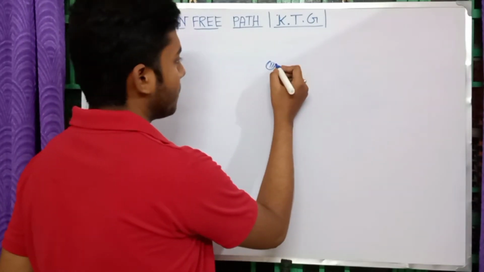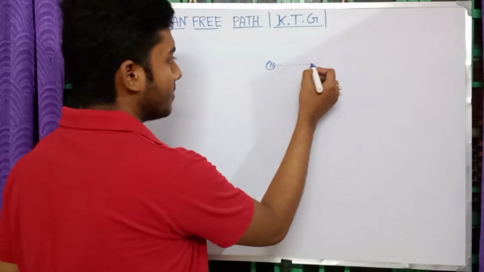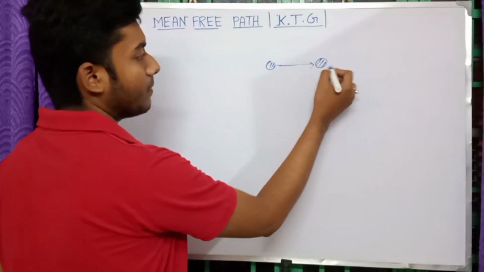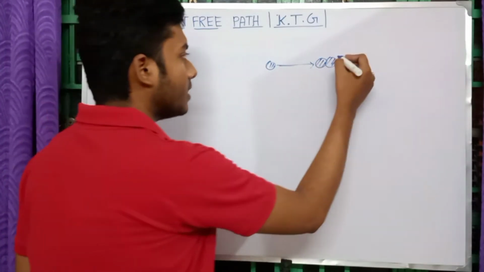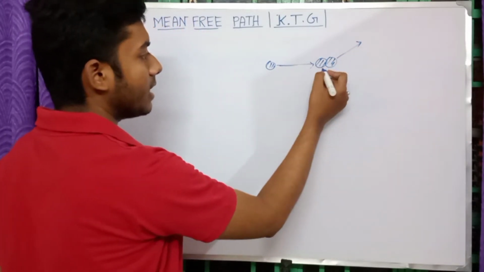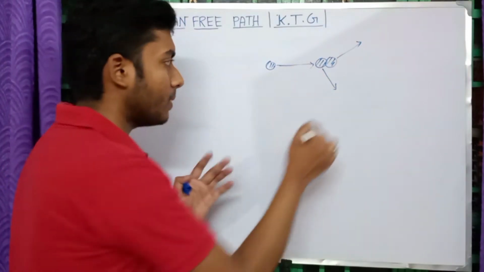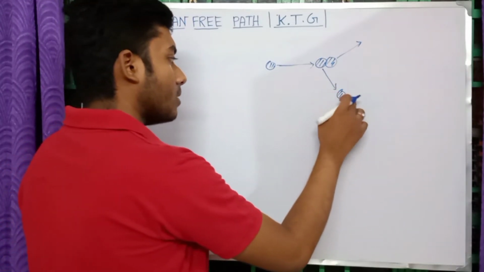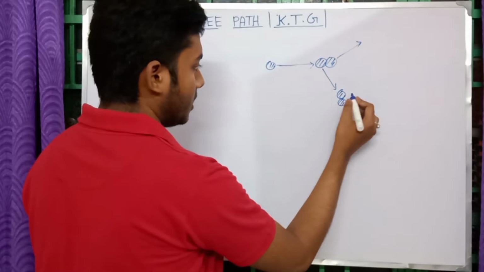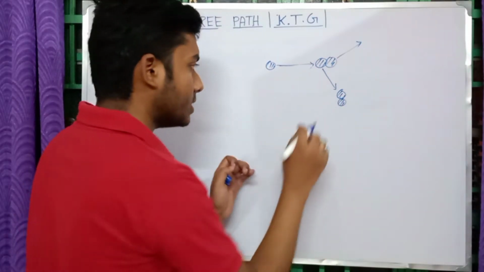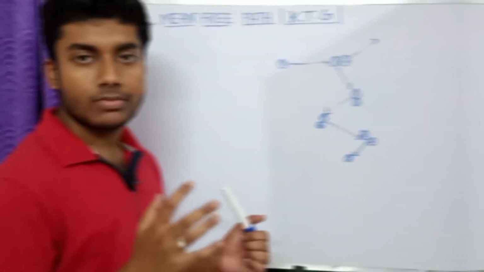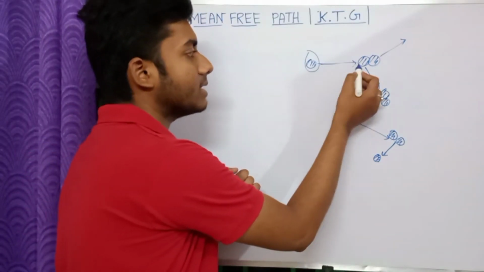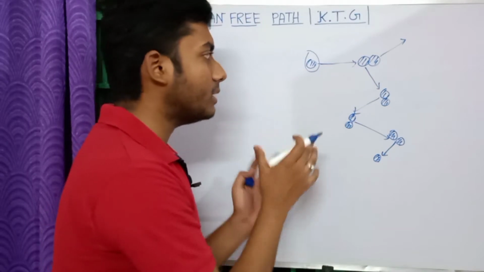Suppose here is a gas molecule, and after some time it collides with another gas molecule here. After that collision this molecule will go in this direction and our previous molecule will go in this direction, suppose. Now here one more collision occurs. After some successive collisions this will look like this. So the trajectory of our test gas molecule is like this, completely random and zigzag.